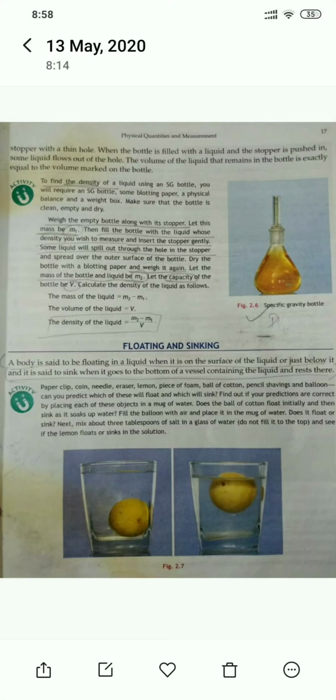There is another thing shown in figure 2.7. You can see there are two glasses filled with water. Both have a lemon in them, but in one case the lemon has sunk and in the other case the lemon is floating. Why is it happening so? Because the difference in the two cases is that the other glass has salt water in it. So the lemon is floating in the salt water. Again the question arises: why does the lemon sink in pure water while it floats in salt water? We have to find out these answers. Okay.